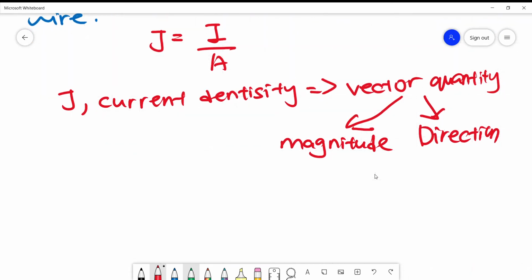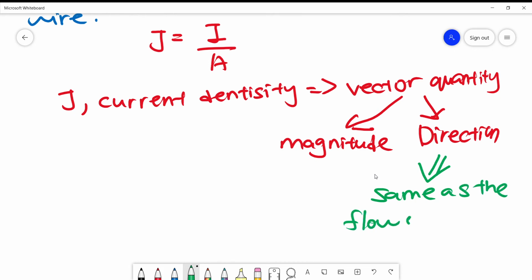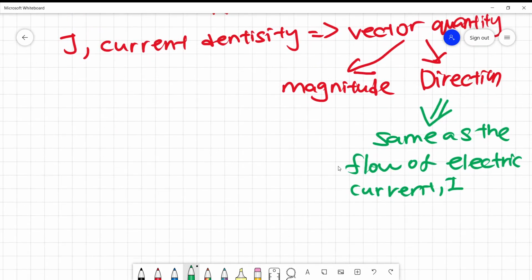The direction for the current density is the same as the flow of electric current, which is I. So the direction for the current density is the same as the direction for the electric current.